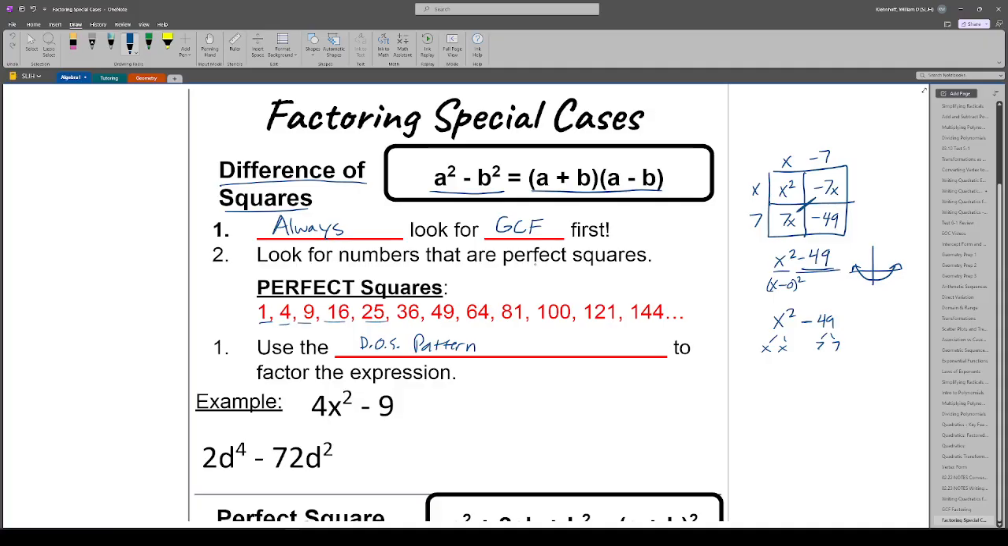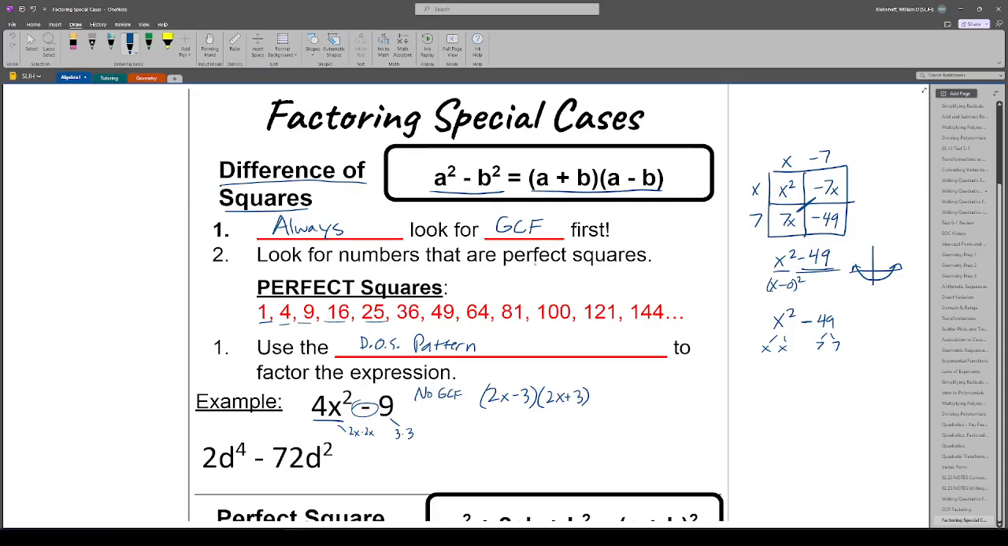So, as an example, we have 4x squared minus 9. There's no GCF, so we can move on beyond that and look at the fact that 4x squared is a perfect square of 2x times 2x. 9 is a perfect square of 3 times 3. Since there's a minus in the middle, then we can write this as 2x minus 3 times 2x plus 3. The order you do it doesn't make a difference. Usually we write the plus first, though.